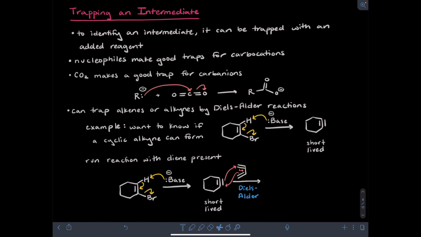If the cyclic alkyne formed, it could undergo a Diels-Alder reaction, where I've drawn out the mechanism here. And this Diels-Alder reaction would form this following product, which features two six-membered rings. So, if you performed your deprotonation reaction in the presence of a diene, and you observed this product, it would suggest that this intermediate had formed, even though you weren't able to see that intermediate itself.